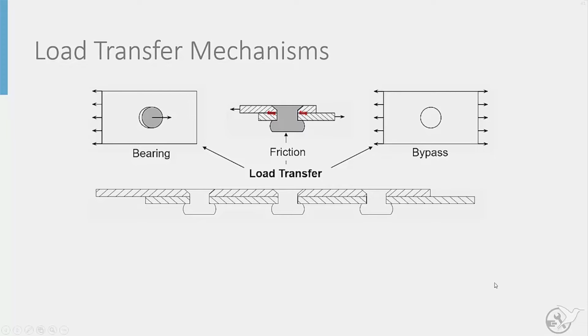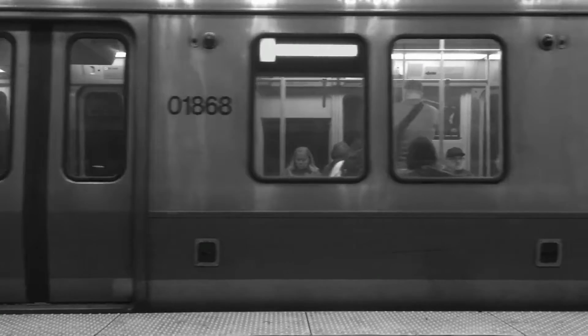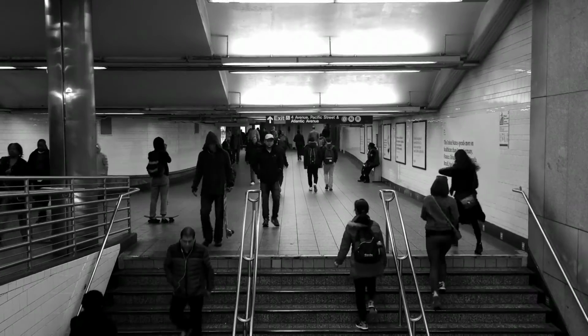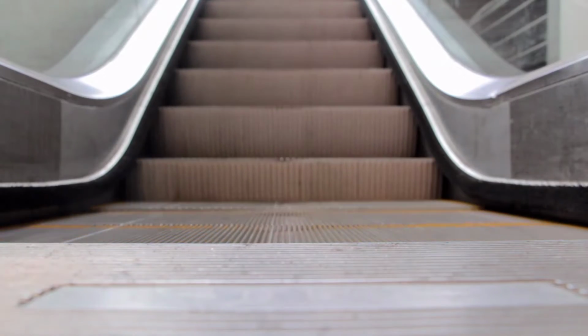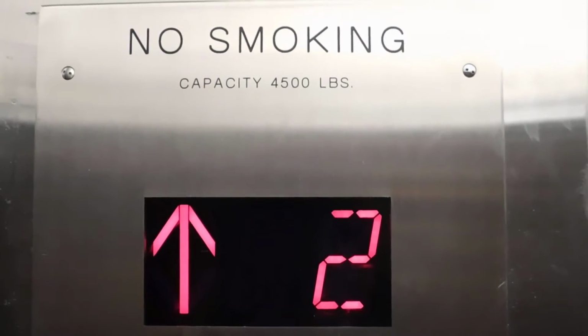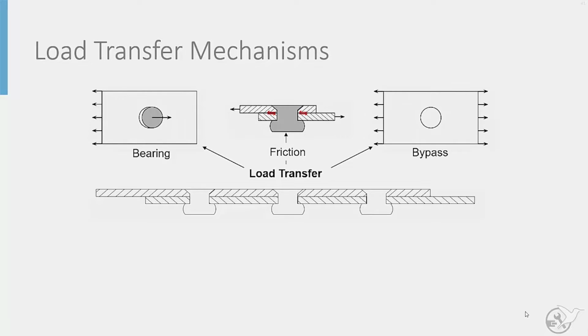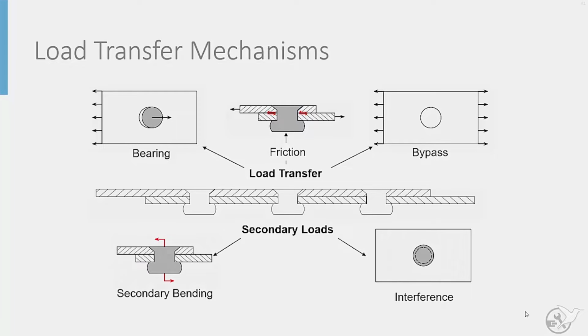This latter load is known as the bypass load and is analogous to the flow of people on a subway platform looking for the most efficient exit. Some take the stairs, others an escalator, and even others will take an elevator. People will bypass one means of exiting for another to create the most efficient flow of people out of the station. In addition to load transfer, secondary loads exist within a structure known as interference and secondary bending.